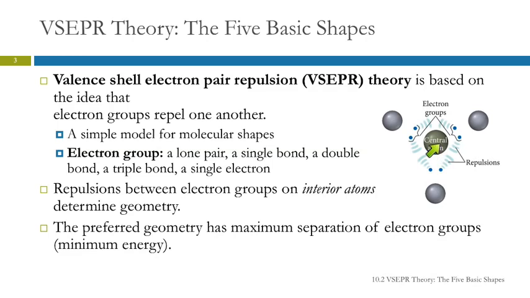So here's the idea. On this central atom, there are 3 electron groups. There's a bond with this atom, and a bond with that atom, and a bond with this atom. These pairs of electrons repel each other. So they're trying to get away from each other.